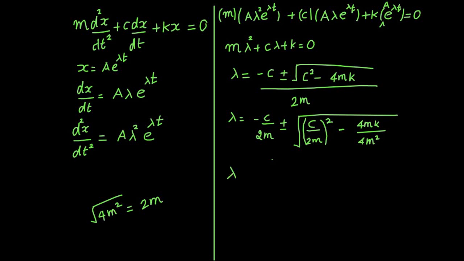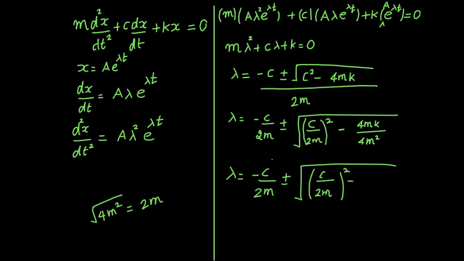So lambda is equal to minus c divided by 2m. Let me simplify the terms on this side, plus or minus root of c by 2m, the whole square. And the 4 cancels each other out. 1m here and 1m in the numerator cancel each other out. So you'll be left with k by m.